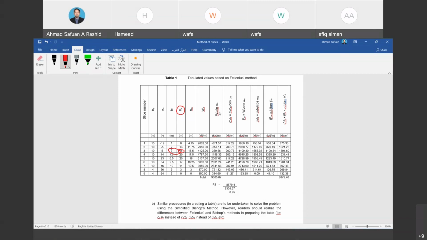Once we have calculated all slices, this value 8879.4 should be divided by 9305.67. So the value is equal to 0.95.